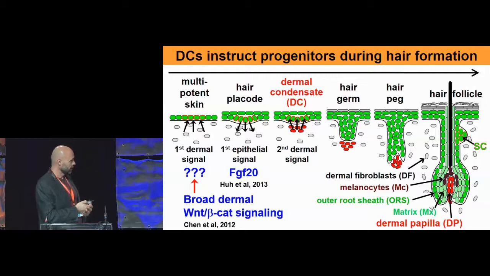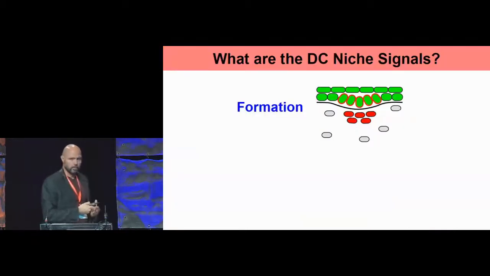So then we believe that signals between dermal condensates and placoid lead to downgrowth in hair germ and hair peg that ultimately leads to the formation of the hair follicles. Yet at this stage, we absolutely have no idea what the signals are that are derived from the dermal condensates. And so we have taken a large-scale approach in the lab to tease out the genes and hopefully, in the future, the signals from the dermal condensates.